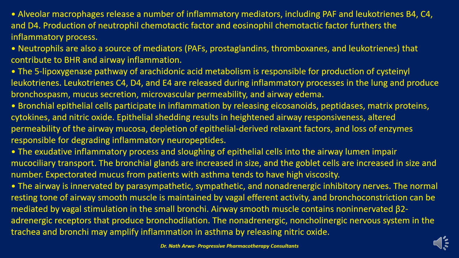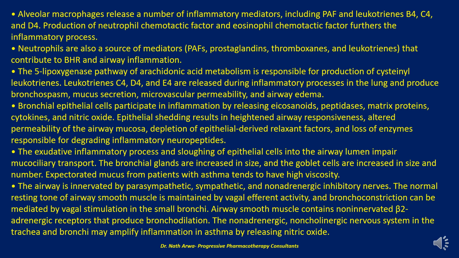11. The exudative inflammatory process and sloughing of epithelial cells into the airway lumen impair mucociliary transport. The bronchial glands are increased in size, and the goblet cells are increased in size and number. Expectorated mucus from patients with asthma tends to have high viscosity.